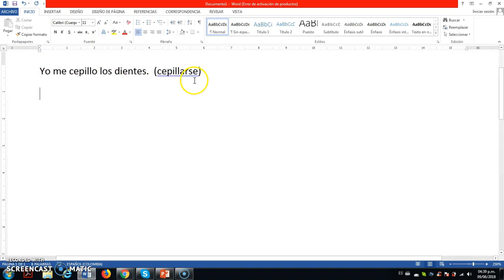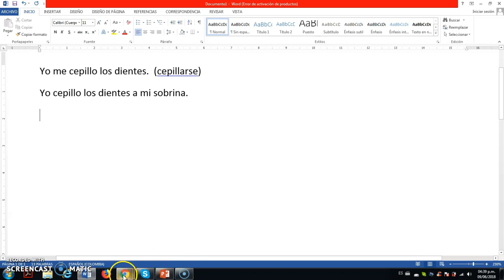But if we have the sentence "yo cepillo los dientes a mi sobrina," here I am the person doing the action of brushing the teeth, but the person receiving the action is my sobrina. It means my niece. So they are not the same. So this verb is not a reflexive verb anymore. Okay?